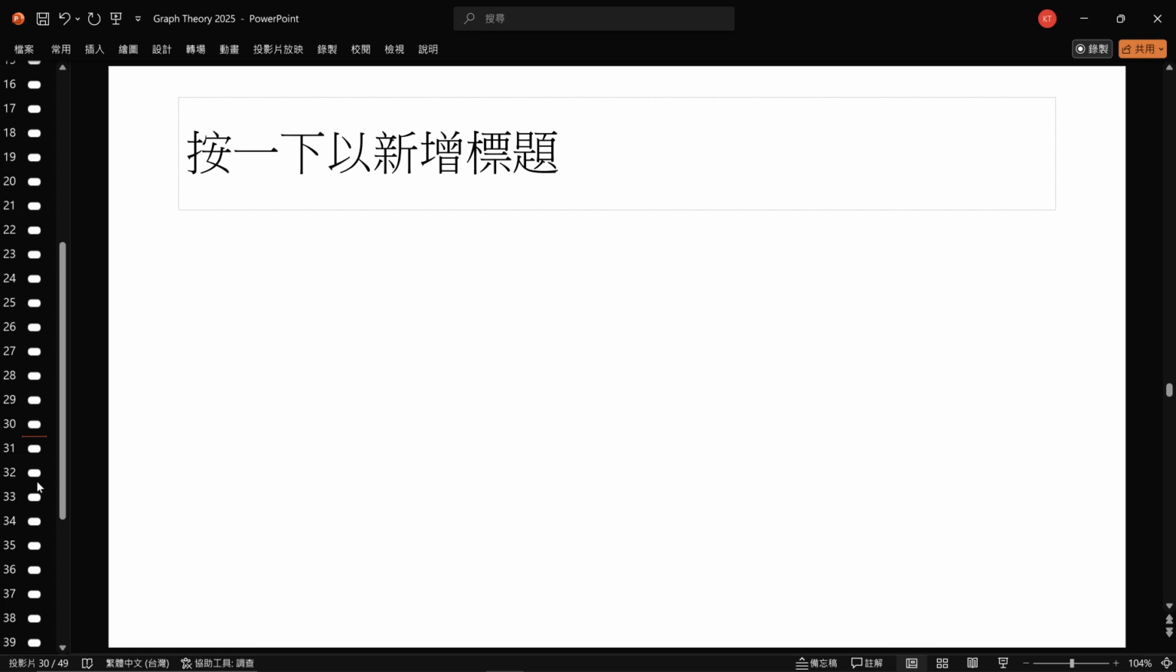So let's first consider the easier one. Which direction is easier? From left to right or from right to left? Which one is easier?